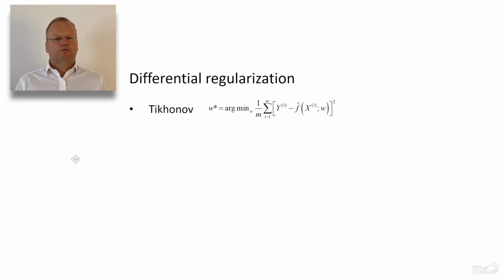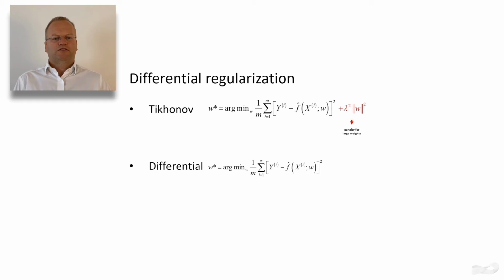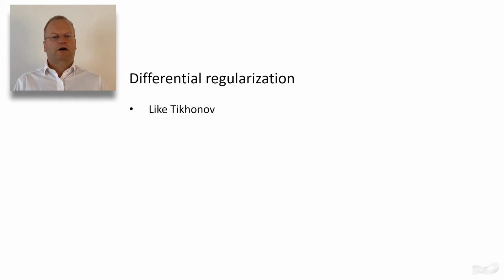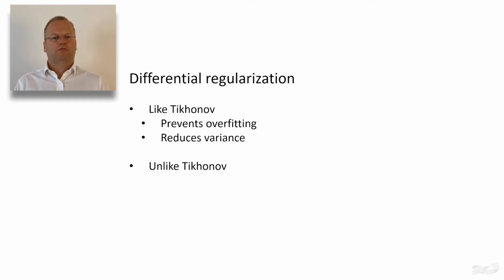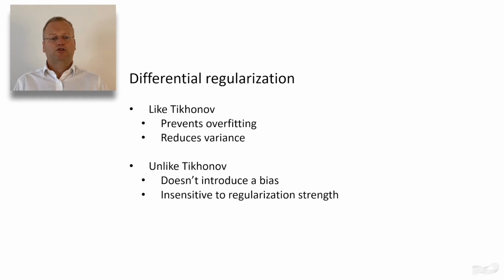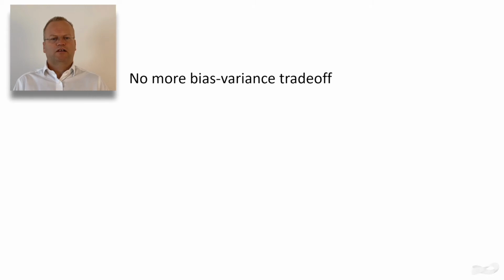Training with differentials provides a very powerful regularization. Compare with classic Tikhonov regularization, which penalizes large weights. Differential training penalizes incorrect differentials. Like Tikhonov, it prevents overfitting and reduces variance by introduction of a penalty. Unlike Tikhonov and other classic forms of regularization, it doesn't introduce a bias and is virtually insensitive to regularization strength. With differential training, there is no more bias-variance trade-off.